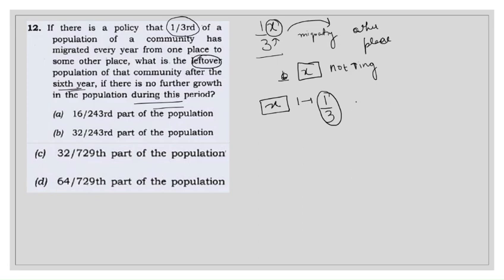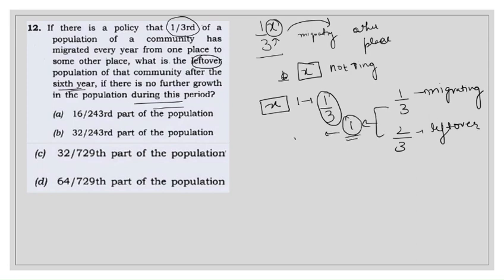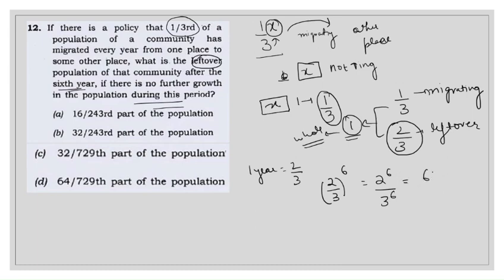Now see what happens is, if 1/3 of the population is migrating, then the leftover will be 2 upon 3. Right? Leftover. Tabhi jab hum unko add karenge, then we will receive 1. 1 is whole. So this is the basic funda here. So leftover population is 2 upon 3. But what they are saying is leftover population 1 year ki hogi 2 upon 3, but they're asking of 6 years. So leftover population of 6 years will be (2/3) raised to the power 6, which means 2 raised to the power 6 and 3 raised to the power 6. 2 raised to the power 6 will be 64 and 3 raised to the power 6 will be 729.